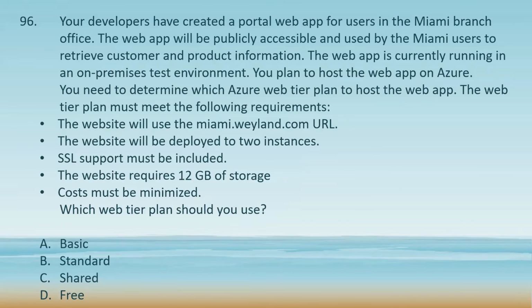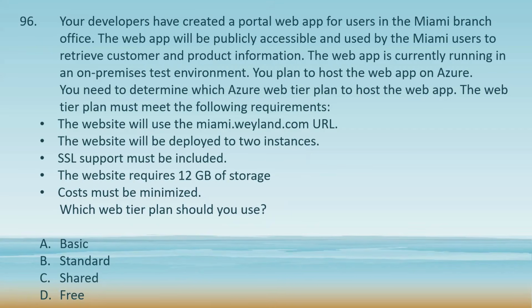Your developers have created a portal web app for users in the Miami Beach office. The web app will be publicly accessible and used by the Miami users to retrieve customer and product information. The web app is currently running in an on-premise test environment. You plan to host the web app on Azure. You need to determine which Azure web tier plan to host the web app.